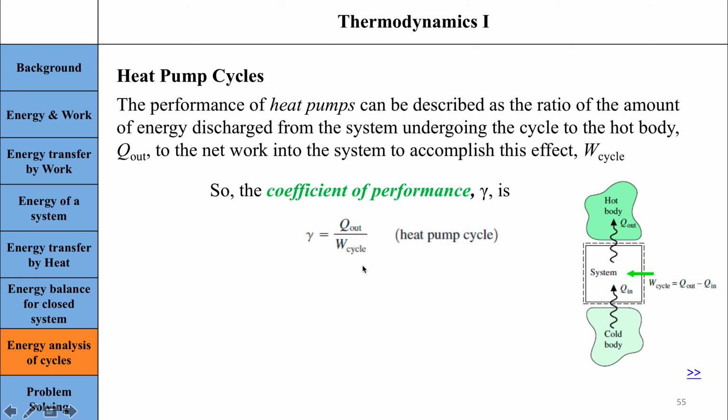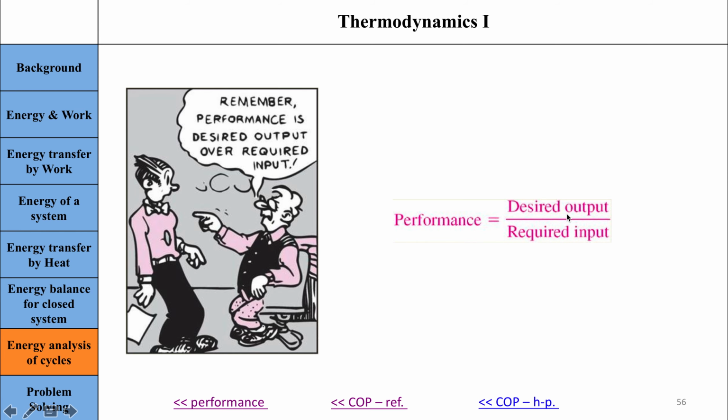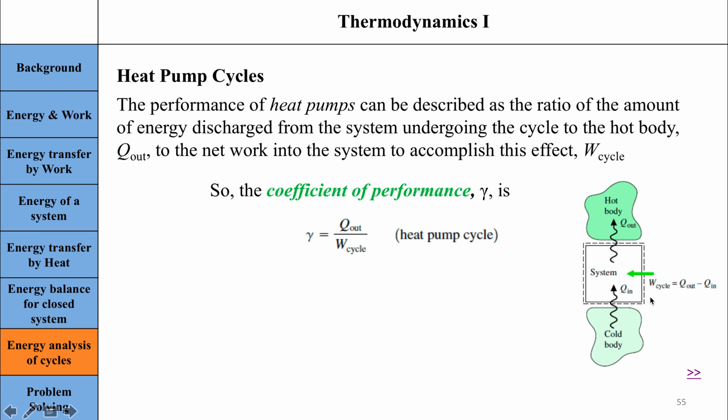And for the heat pump cycle, the coefficient of performance is going to be equal to, again, desired output by required input. The desired output here is Q out, and the required input is the work done across the cycle. So this is the difference between a refrigeration and a heat pump cycle. They're both operating using the same situations, but what we are interested in for a refrigeration cycle is completely different from a heat pump cycle.